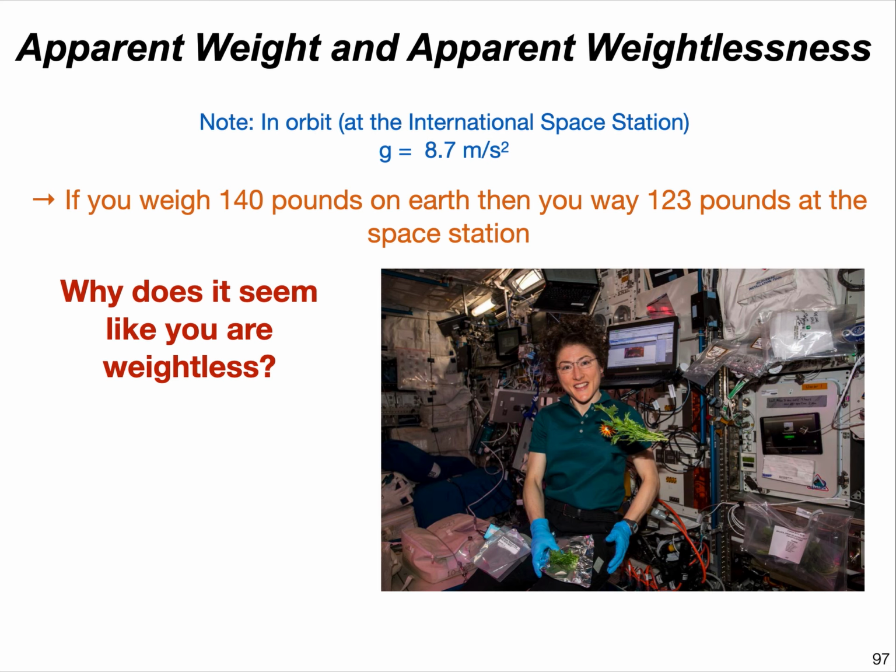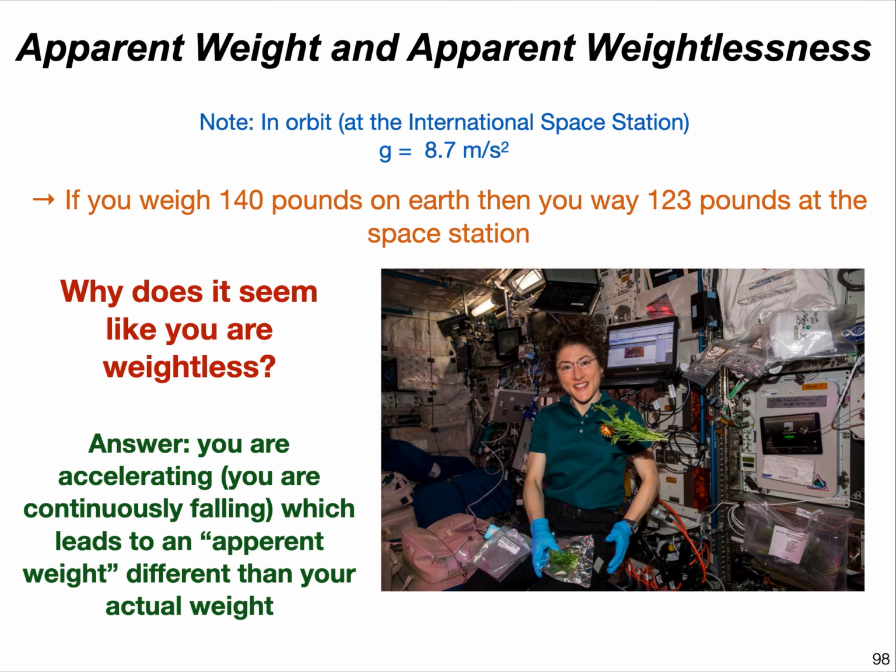123 pounds? The answer is that if you're in space and you're orbiting the Earth, you are accelerating. You're continuously falling. You have this centripetal acceleration towards the Earth as you move in a circular path around the Earth. So this acceleration leads to something called an apparent weight, which is different than your actual weight.